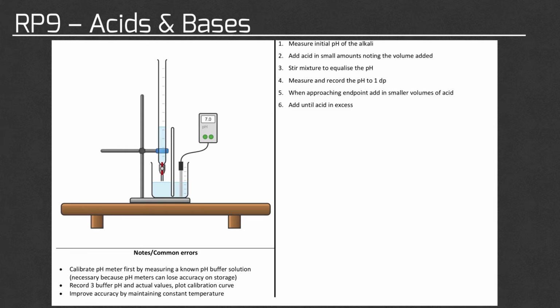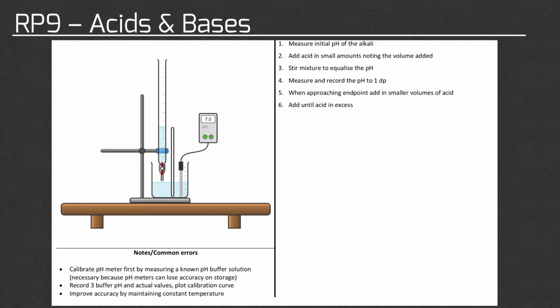You'll then add acid in a small amount, noting the volume added each time, and stir the mixture each time to equalise the pH, then measure and record the pH to 1 decimal place. When you approach the end point, you'll add your acid in much smaller amounts, continuing to stir and record the pH at each point, and repeating this process until the acid is in excess.